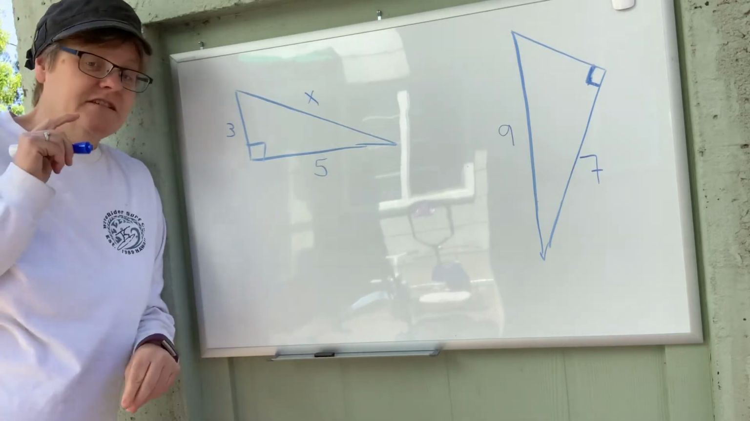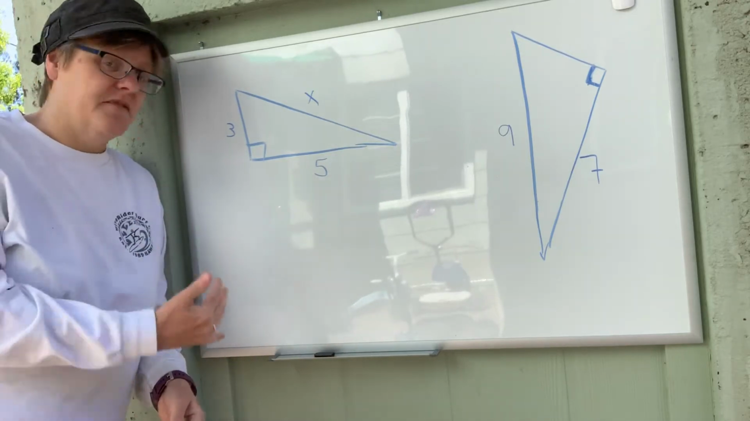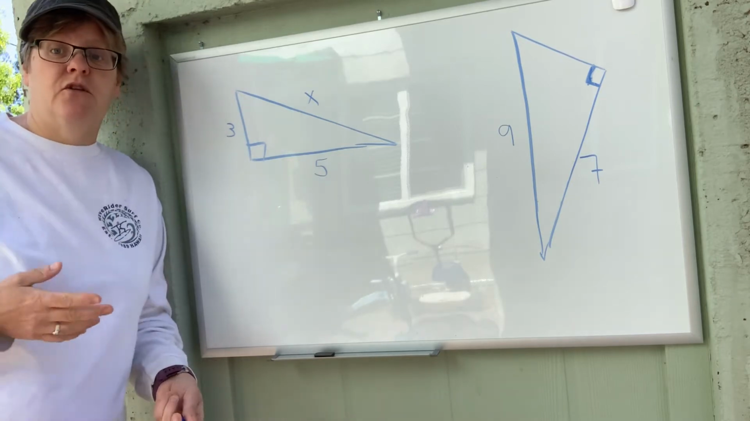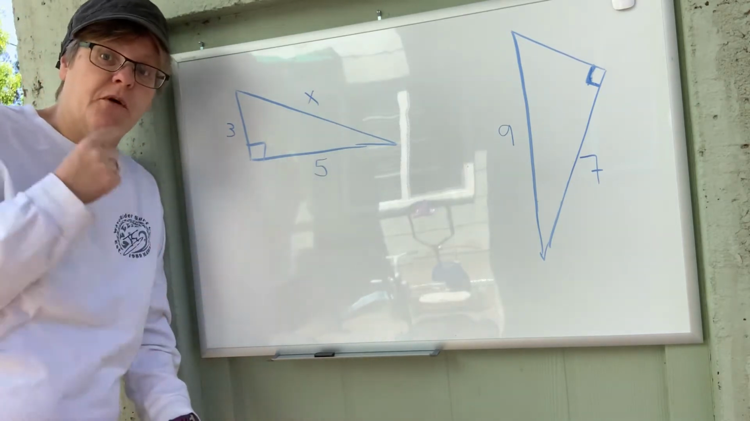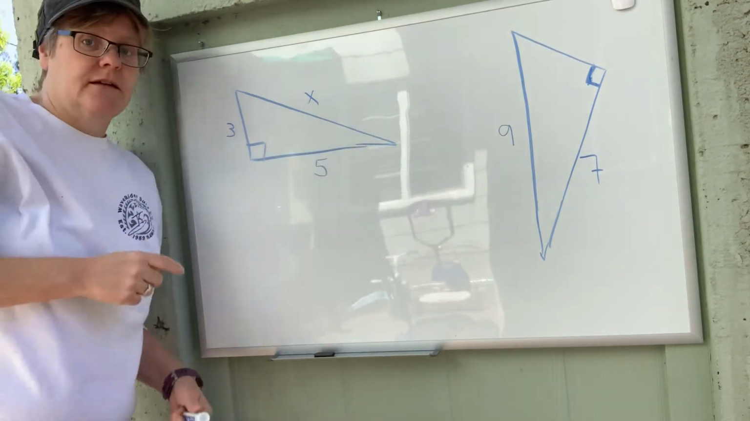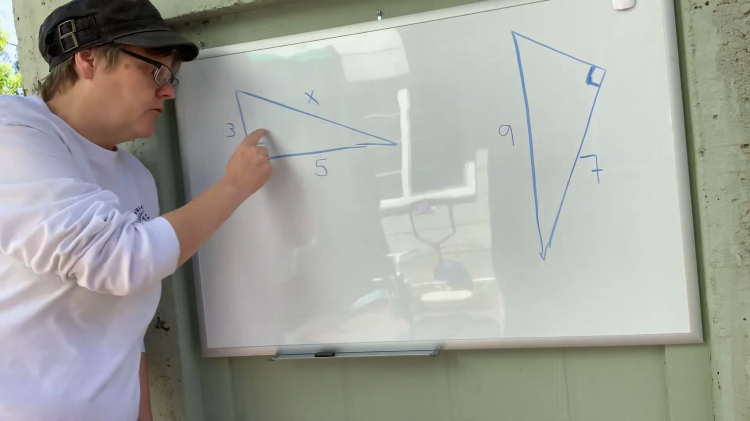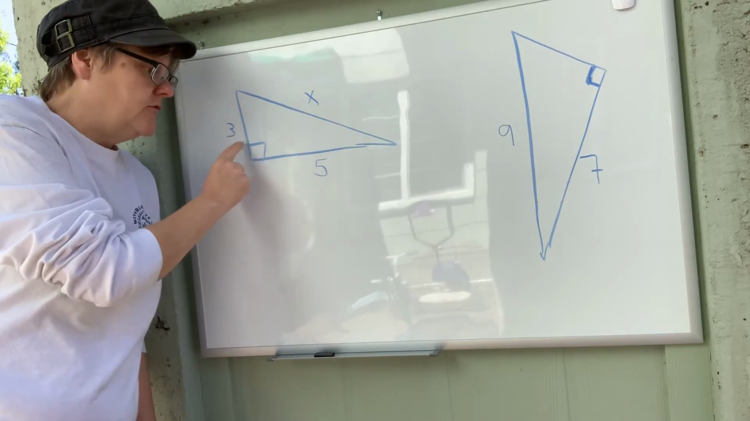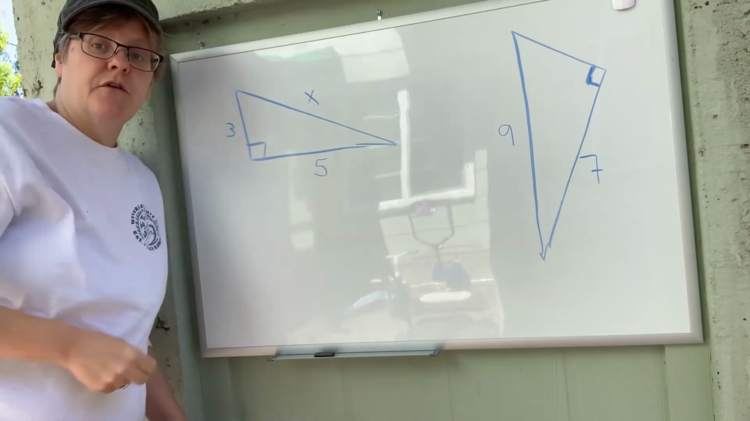Hey, so today we're going to take a look at our old friend, the Pythagorean theorem, just as a review to get us ready for tomorrow's new lesson. All right, so you can use the Pythagorean theorem when you have a right triangle and you know two of the sides and are looking for the third.